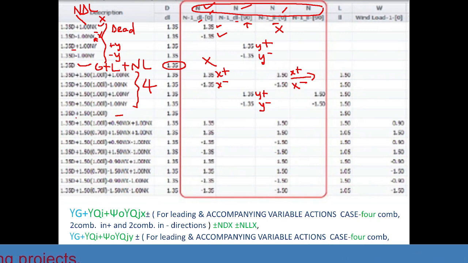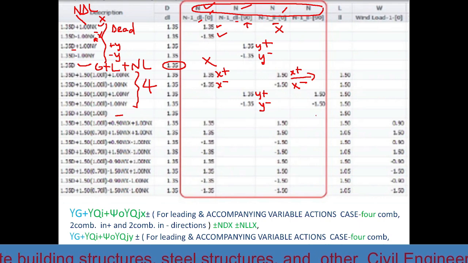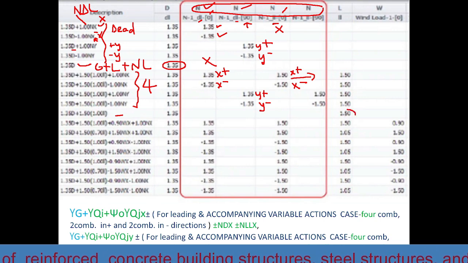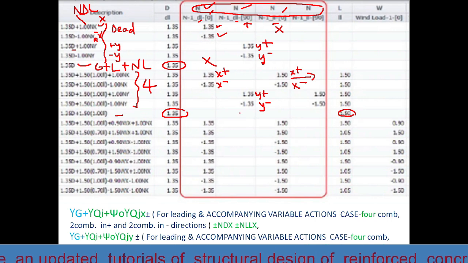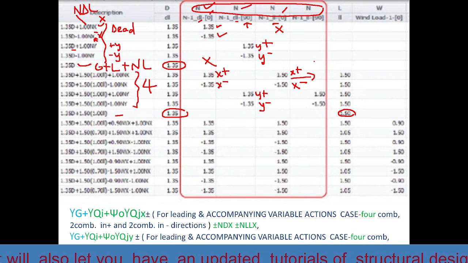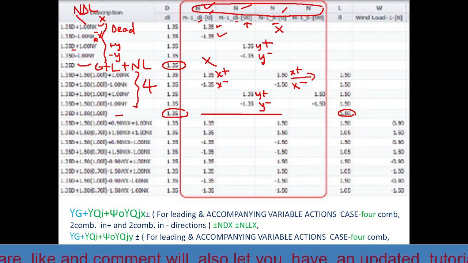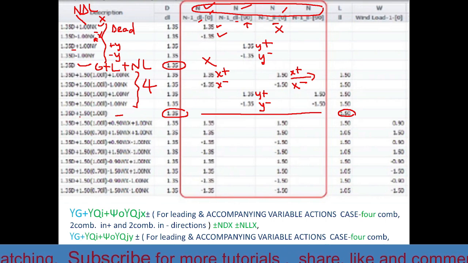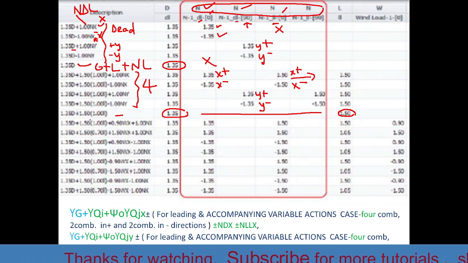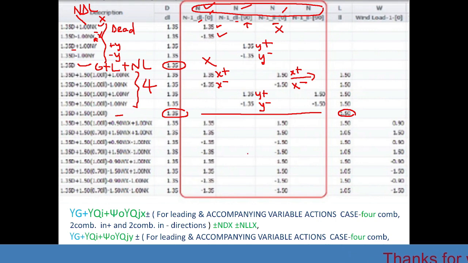Here this combination is also considered by ignoring the imperfection load. Only the live load and the dead load combination factors are taken into account. So here we don't have any notional load. In this case, 1.35 dead load plus 1.5 live load will be taken into consideration.